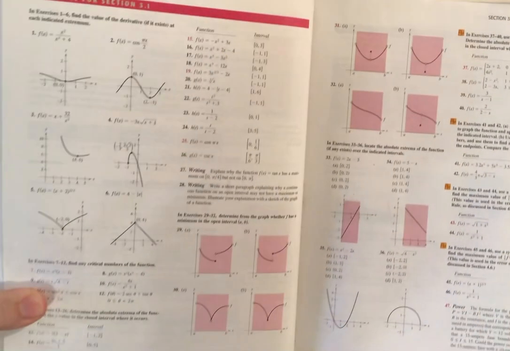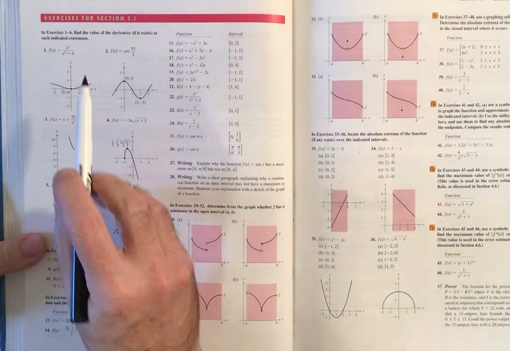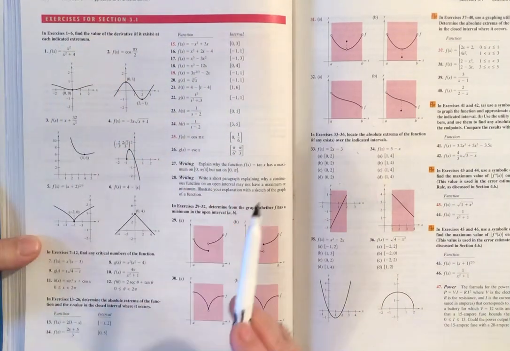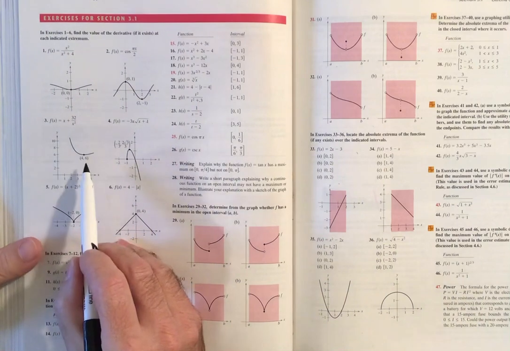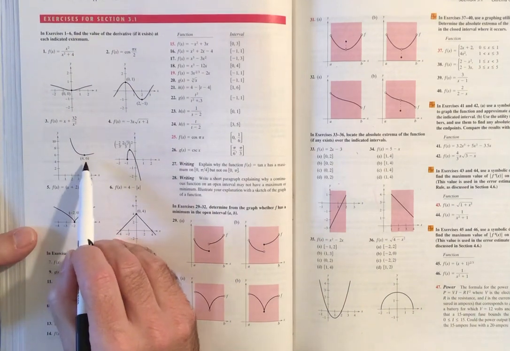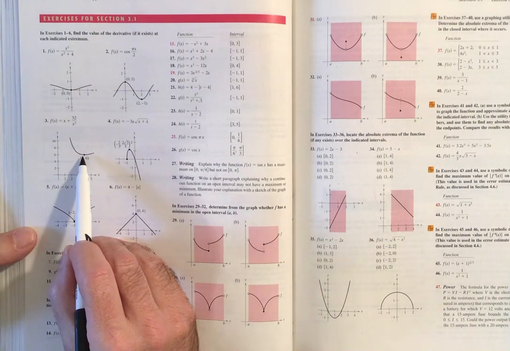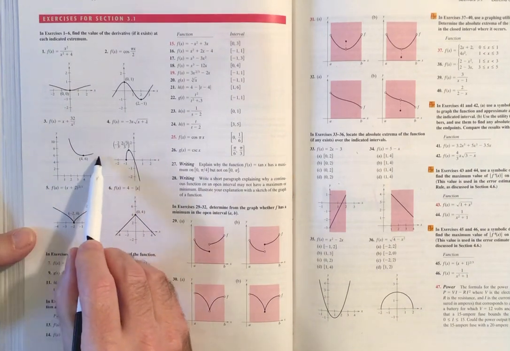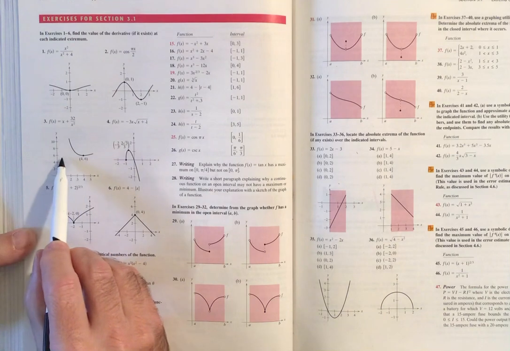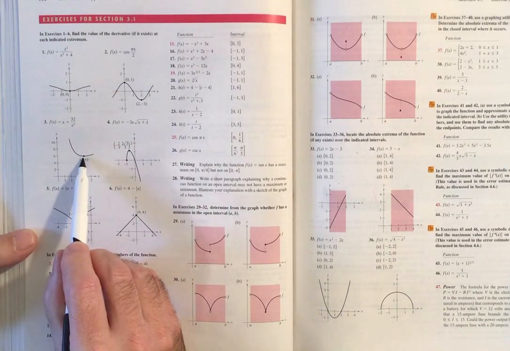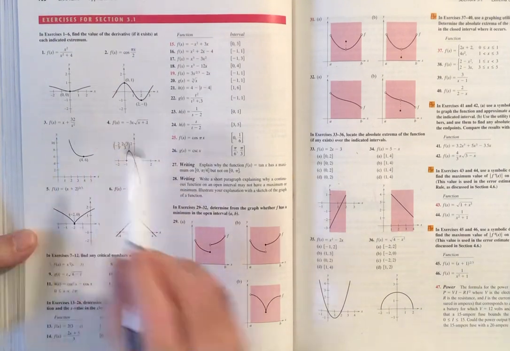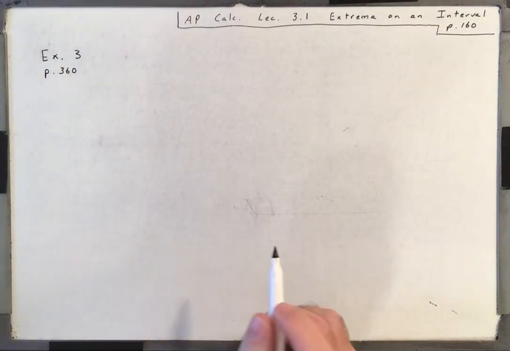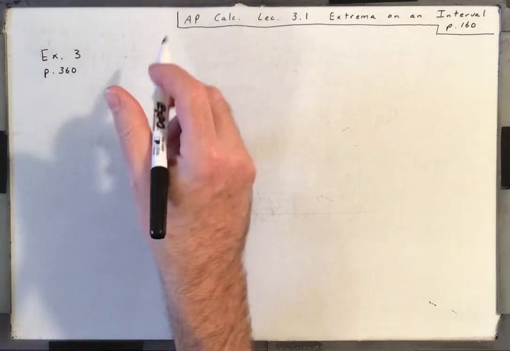All right, so the instructions for example 3 are to find the value of the derivative at each indicated extremum. Well, the indicated extremum would be at the point (4, 6). We can eyeball this: see how the slope of the tangent line there would be 0. Okay, so what we have to do is take the derivative. We should end up getting 0 because we have a graph that we can eyeball here.